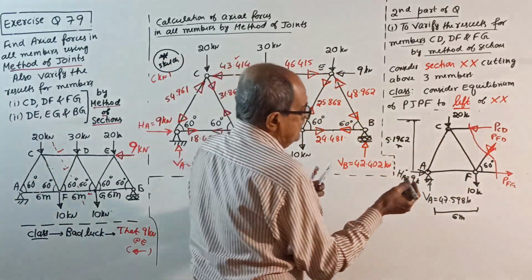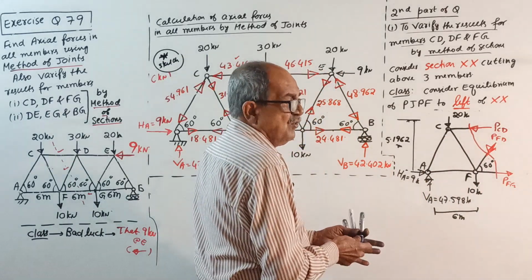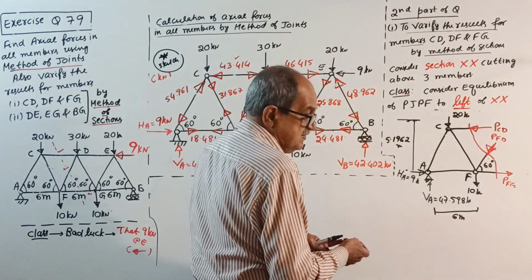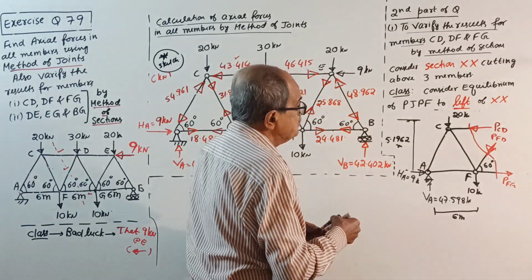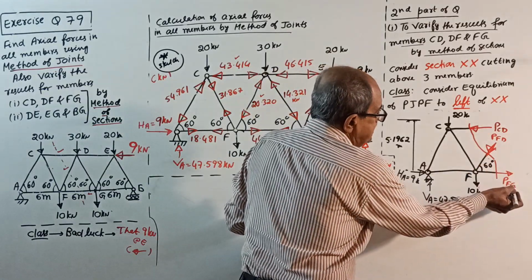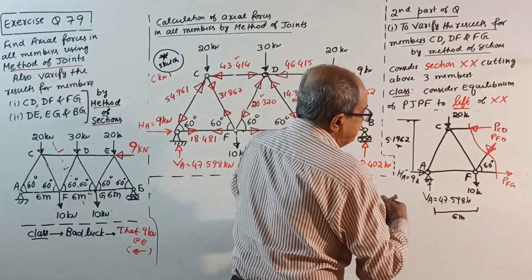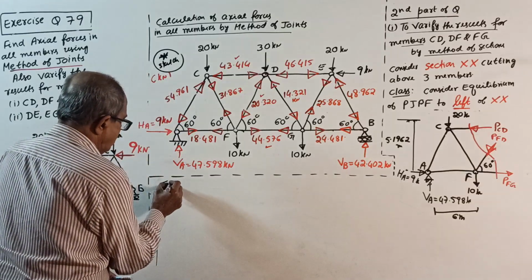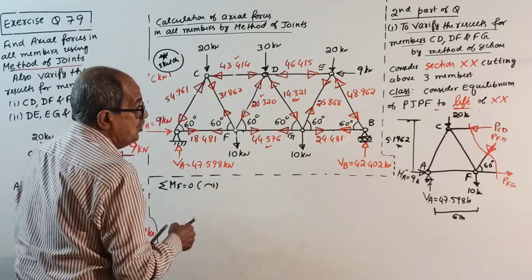See, there are three unknown forces. These are thousands of times told for you. Three unknown forces, among which two of them are passing through a point. Which one? FG and FD. So take moment about F. Sigma M about F equal to 0. Take clockwise positive.